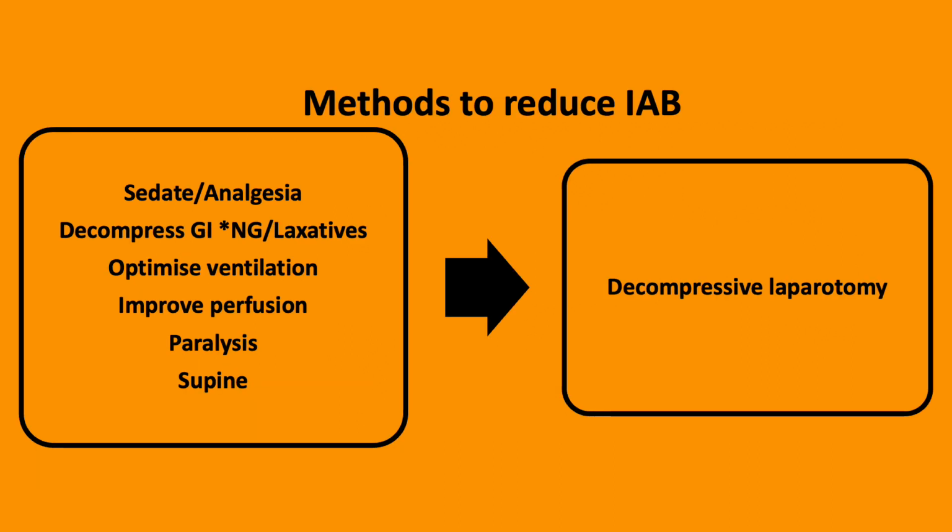The next question is, how do we reduce intra-abdominal pressure? This should be assessed in an ABCDE fashion. However, important points to consider are the following. Ensure adequate sedation and analgesia. Decompress the GI tract with an NG tube and aspirate, plus or minus laxatives if clinically indicated.